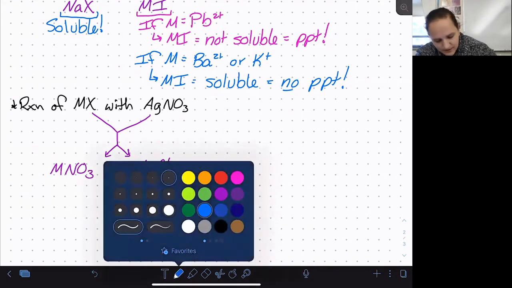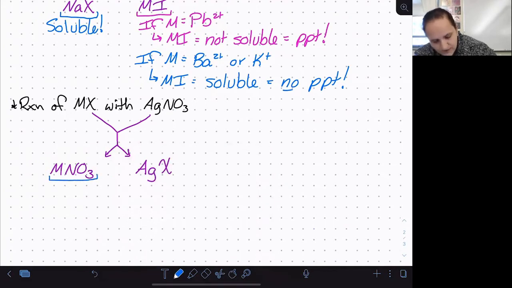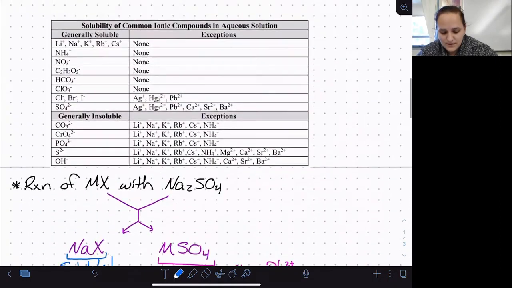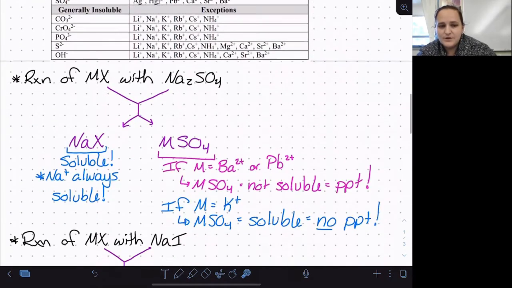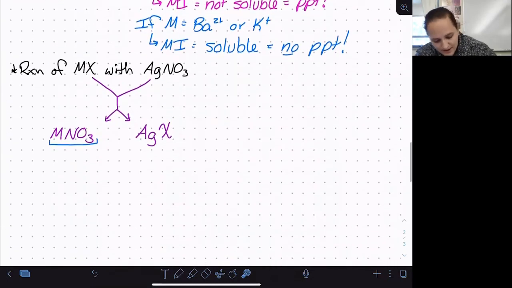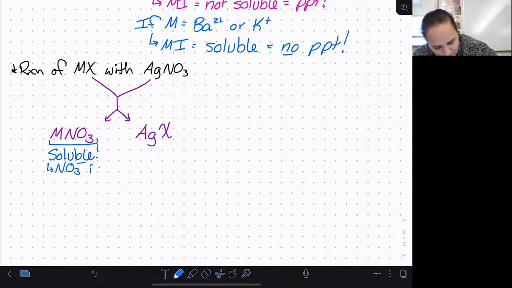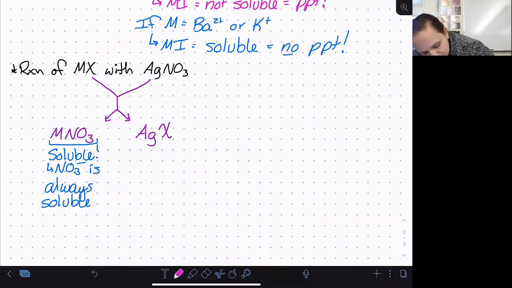So in this case, we know that this nitrate compound is going to be soluble. Again, if we flip back to our solubility rules, nitrate is one that is always soluble with no exceptions. So no matter what the identity of our cation is here, this is going to be soluble because nitrate is always soluble. But our silver compound here is sometimes soluble and sometimes not.